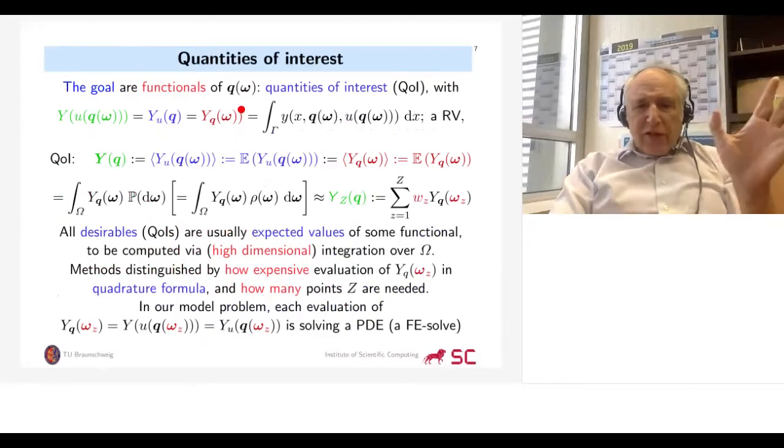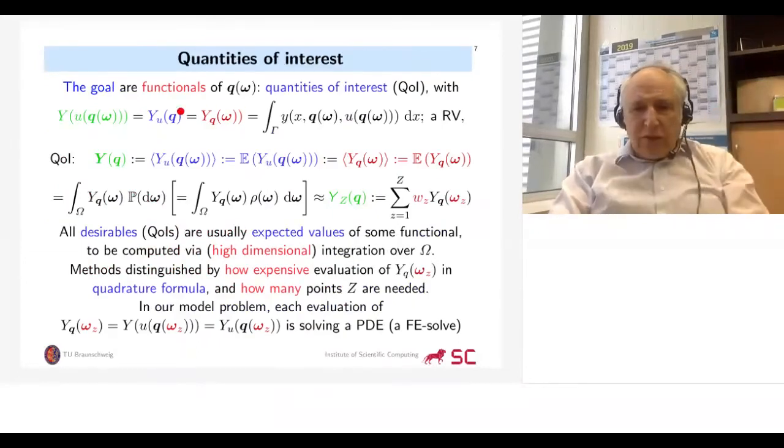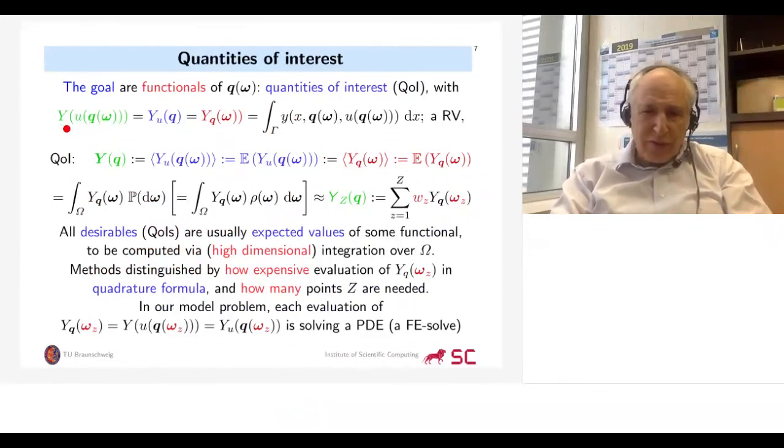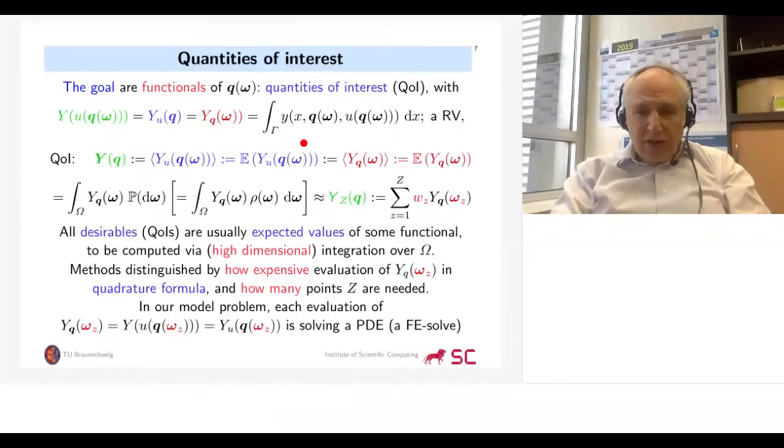So let's again look at the quantities of interest. Quantity of interest is something like this. Of course, this is a random variable because Q is a random variable, which makes U a random variable, which makes Y a random variable. I can look at this as a function of Q, or I can look at this as a function of omega. Every time I'm computing a slightly different integral. And the thing itself is this integral over a piece of the spatial domain.